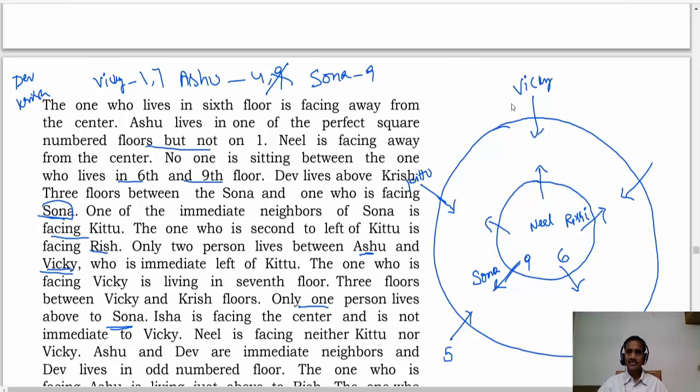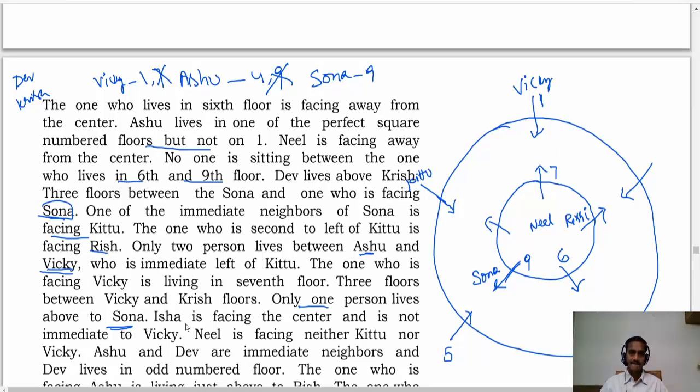Vicky is to the immediate left of Kittu. The one who is facing Vicky is on the 7th floor, so Vicky cannot be on the 7th floor. Vicky is on the 1st floor. Is that right? Vicky is on the 1st floor, and opposite to this one is the 7th floor.